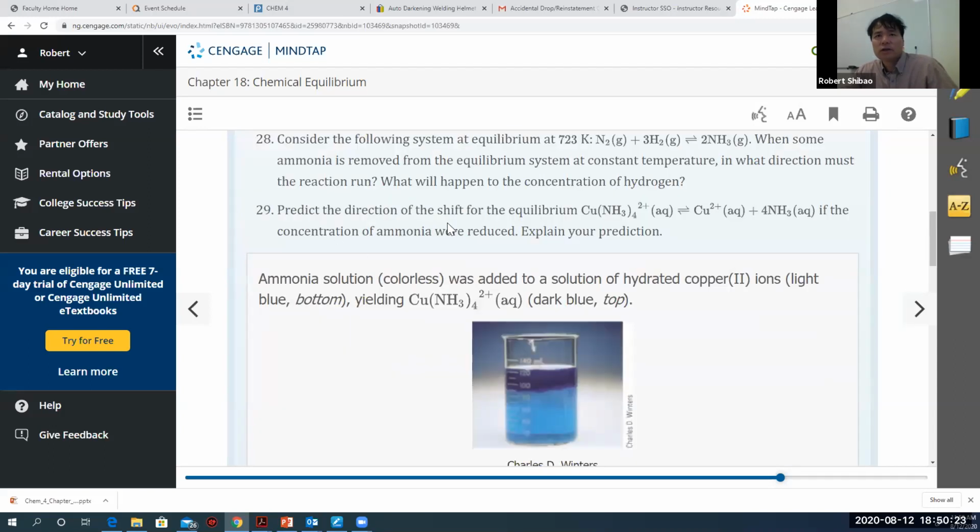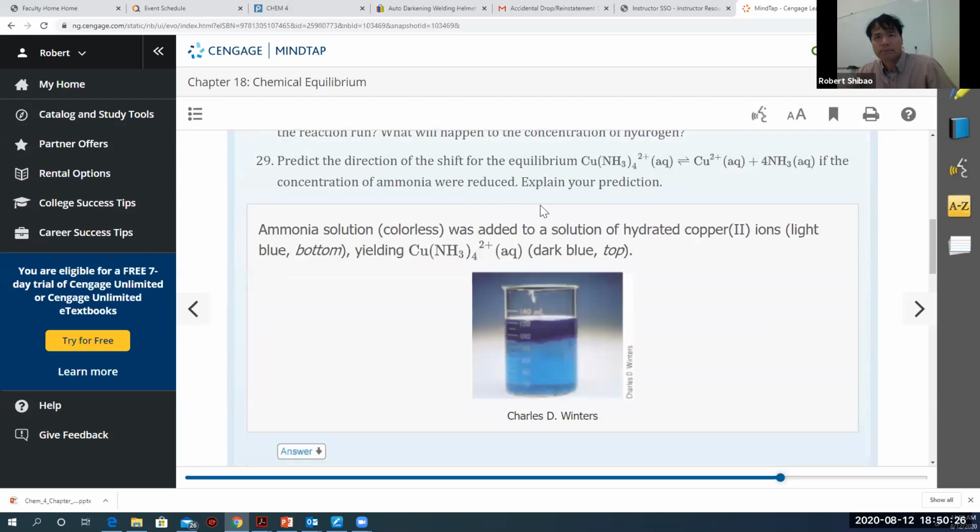Predict the direction of the shift for the equilibrium here. Okay, this is a Lewis acid-base reaction. Copper 2 is a Lewis acid and ammonia is a Lewis base. And what it forms is this weird ion called tetraamine copper 2 ion, which is very deep blue. It's this color of blue here. This is copper 2 in water. This is the tetraamine copper 2. It's an ion, and it's clear because you can see through it. It's not a precipitate. It's a deep blue, clear solution.